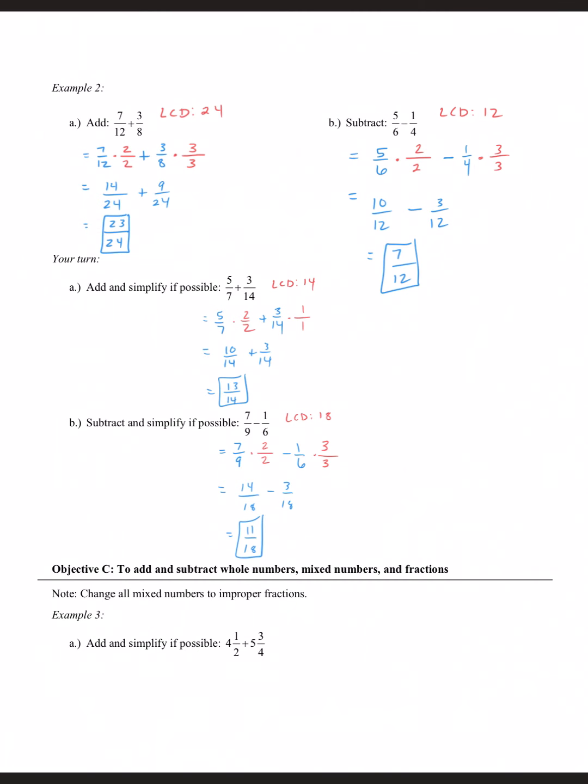So we set up our equivalent fractions, find those, and then we subtract the numerators. 14 minus 3 is 11 over 18. Okay, the next idea here is to add or subtract whole numbers and mixed numbers and fractions.